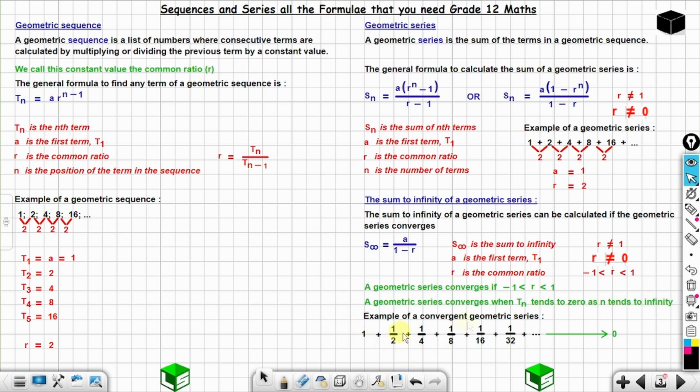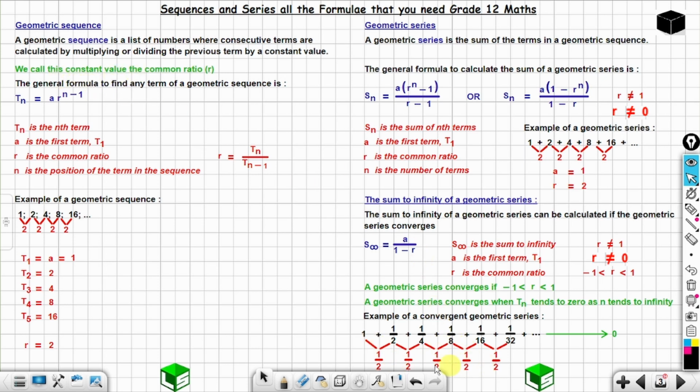When you check between 1 and 1 over 2, there is multiplication by 1 over 2: 1 times 1 over 2 gives 1 over 2. Between 1 over 2 and 1 over 4, there is multiplication by 1 over 2: 1 over 2 times 1 over 2 gives 1 over 4. Between 1 over 4 and 1 over 8, there is multiplication by 1 over 2, and so on. So this is the common ratio, which is constant.